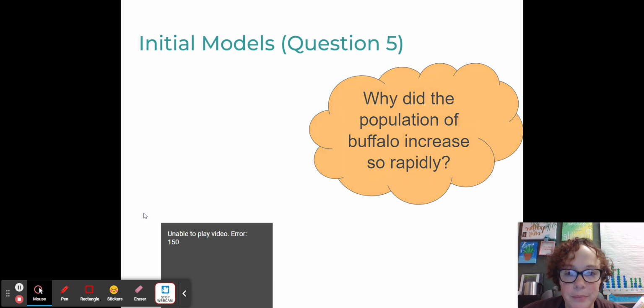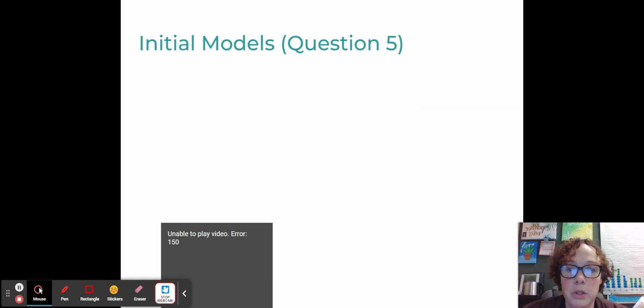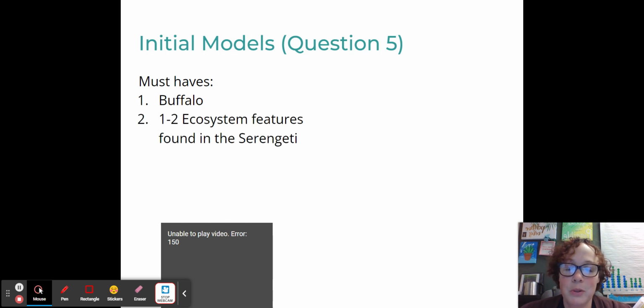What's going on? And so we're going to, as scientists, create some initial models, right? Take our thinking that's in our brain of what could be some of the reasons and record it down, creating a model to visually represent to others what we think is going on. In order to do that, this model needs to have buffalo, of course, and buffalo populations. It needs to include some ecosystem features found on the Serengeti.